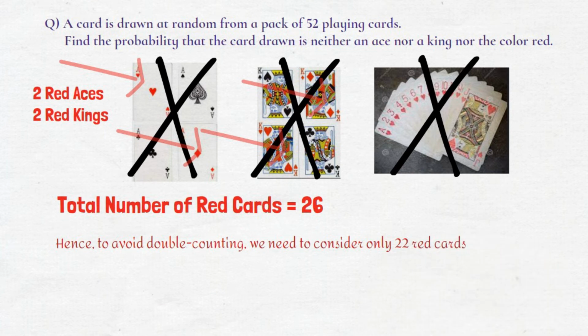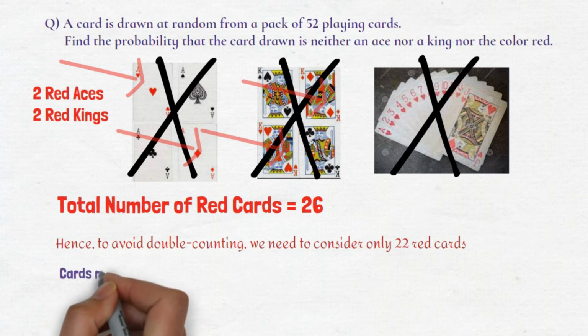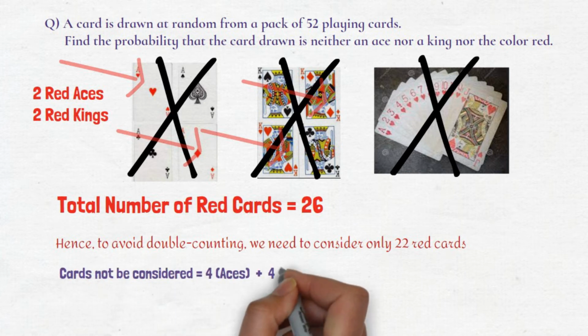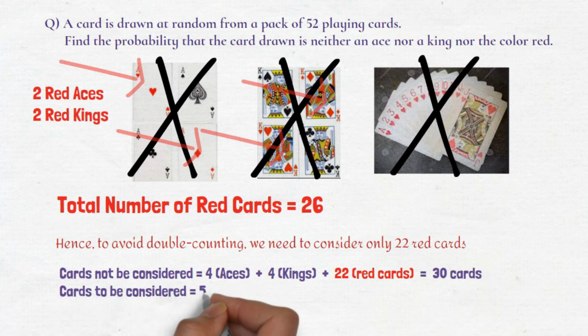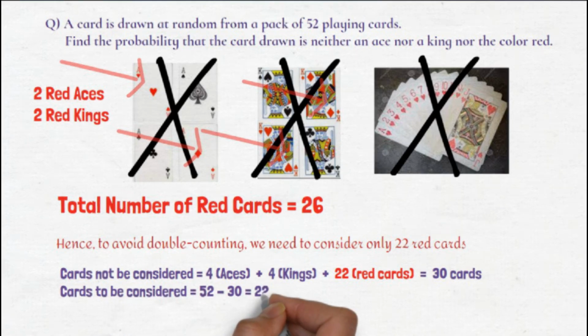So 22 red cards. So the cards not to be considered are the 4 aces, the 4 kings, and the 22 red cards, which is 30 cards. And the cards to be considered is going to be the total cards, which is 52, minus the 30 cards, which we have to not consider. So the total cards to be considered is 22.